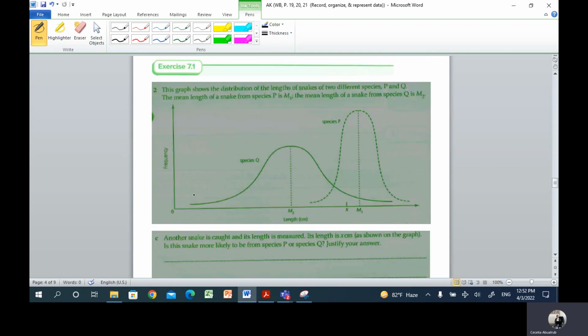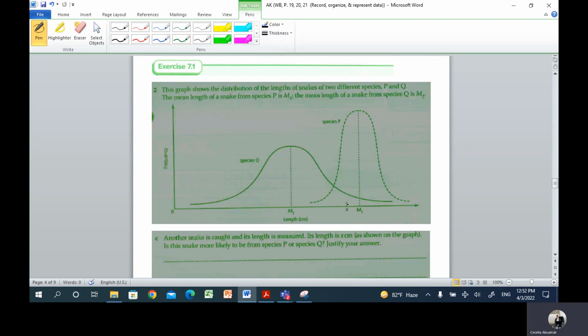If we go to the third question of interpreting drawn graphs, another snake is caught and its length is measured. Its length is X, as you can see here.